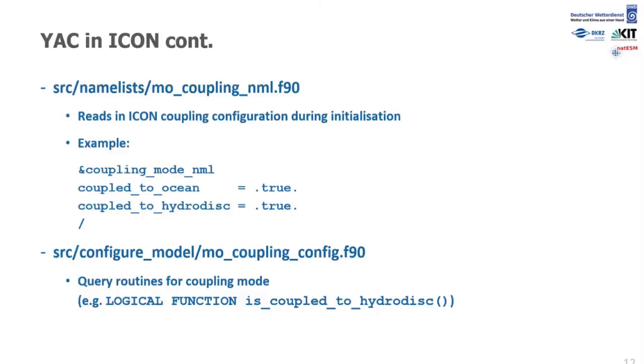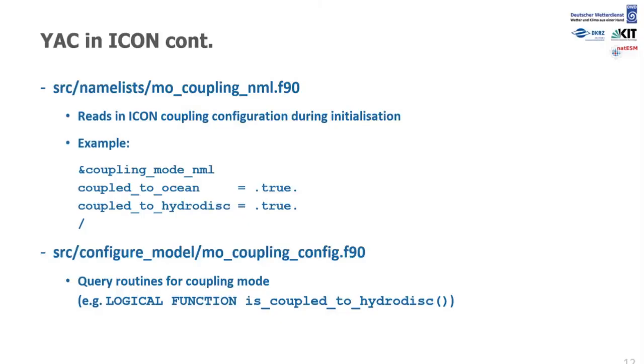Once each ICON process has decided what it wants to do, it reads in a couple of namelist files. And in one of these namelist files, you have the coupling_mode_nml, which contains flags like is coupled to ocean, is coupled to hydrology. And in this case, this is from an atmosphere namelist, and it was asked to be coupled to an ICON ocean and to an external hydrology model. This is from a basic ICON-XPP setup.